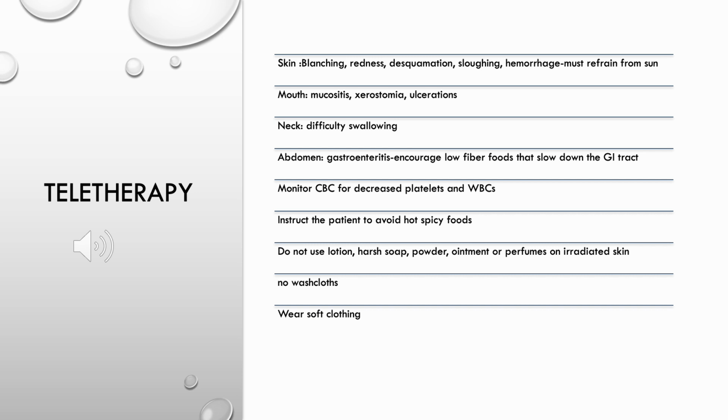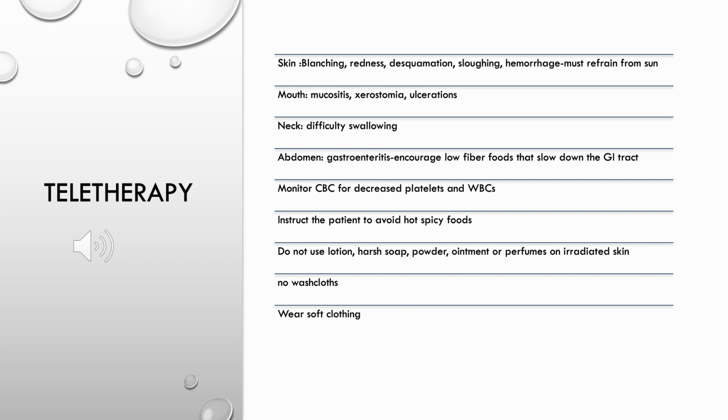If they have radiation of the head and neck, they may develop mucositis, which I've already talked about. So if they get stomatitis or mucositis, they will follow those same interventions we talked about earlier. Xerostomia is dry mouth, okay? So you would use lubricating lip balm for them, and then ulcerations inside the mouth. So be looking for that. If they're having neck radiation, they may have difficulty swallowing, so dysphagia.